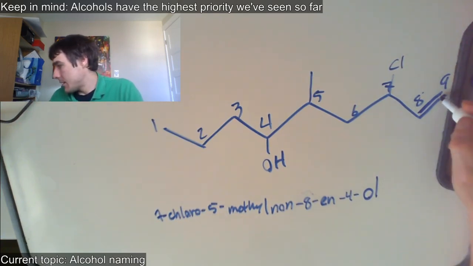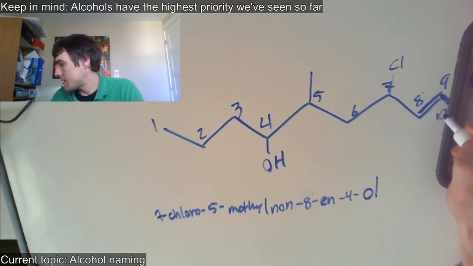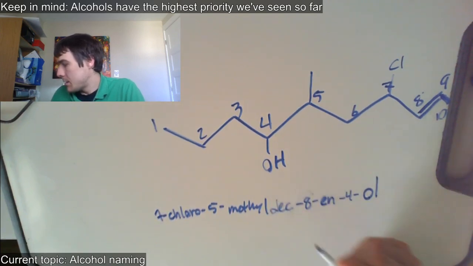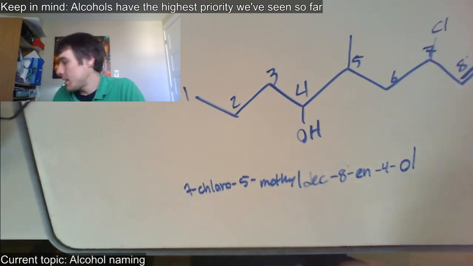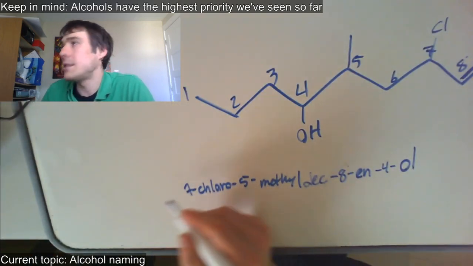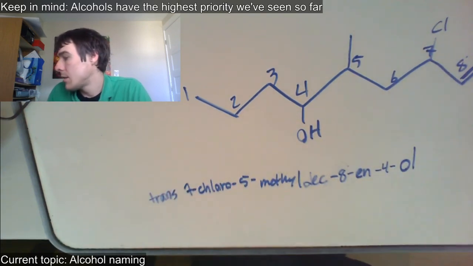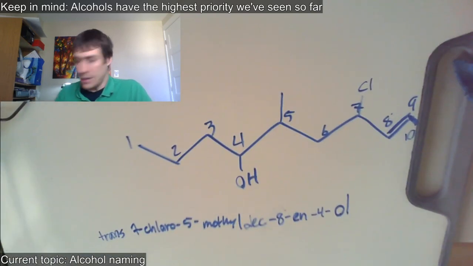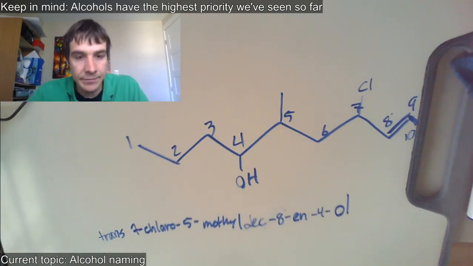Let's actually add one here. Let's add another carbon going down. If we add a carbon going down, that's now trans, and it's a 10th carbon. So this would now be a dec-8-en-4-ol, and it's trans. The cis and trans comes all the way at the start, and it's actually separated from the full name. So this would be trans-7-chloro-5-methyldec-8-en-4-ol. That's a heck of a molecule. So that's alcohol naming.